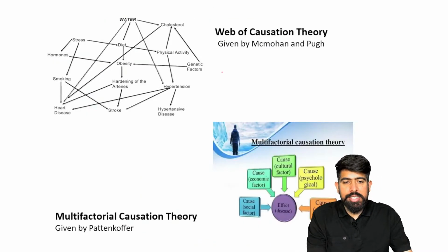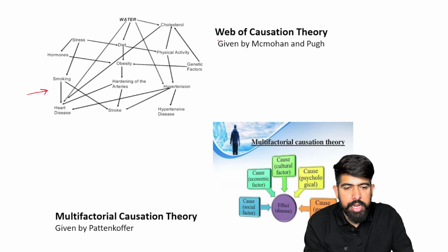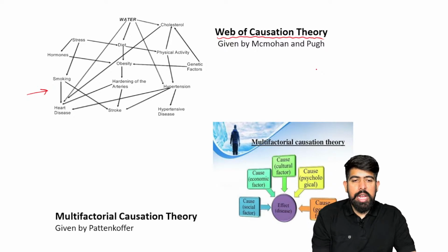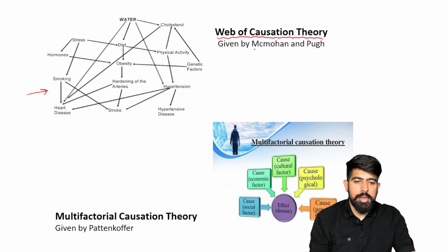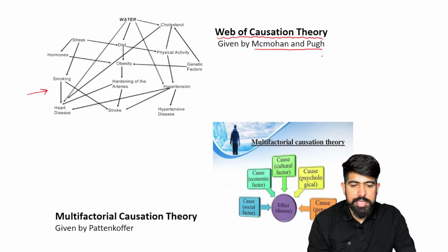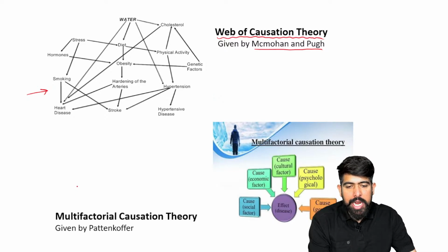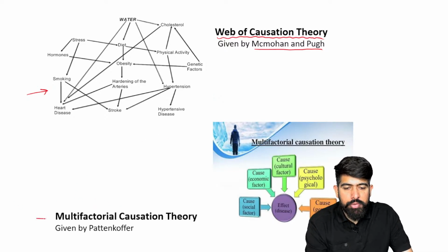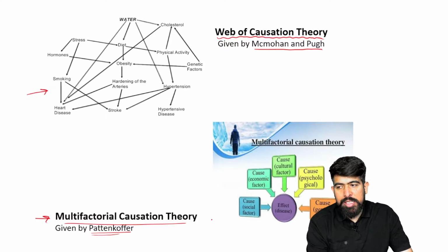Moving forward, the next is this logo. By this logo, we understand this is the web of causation theory. This web of causation theory was given by MacMahon and Pugh. And in the next, we have the multifactorial causation theory also, which was given by Pettenkofer.